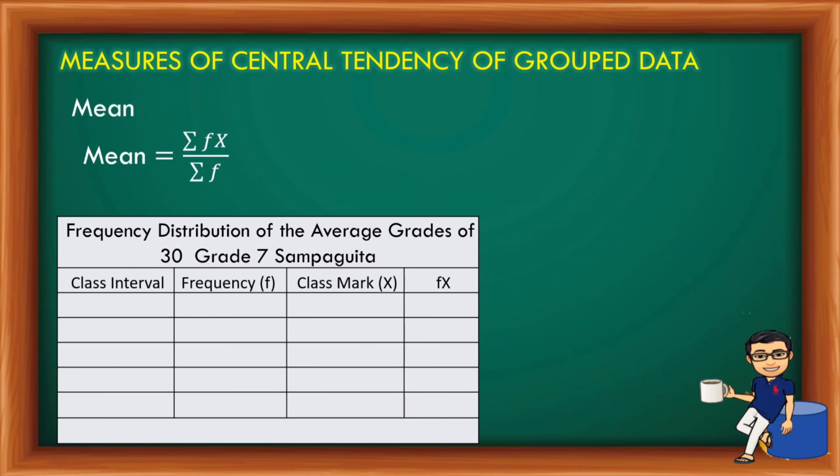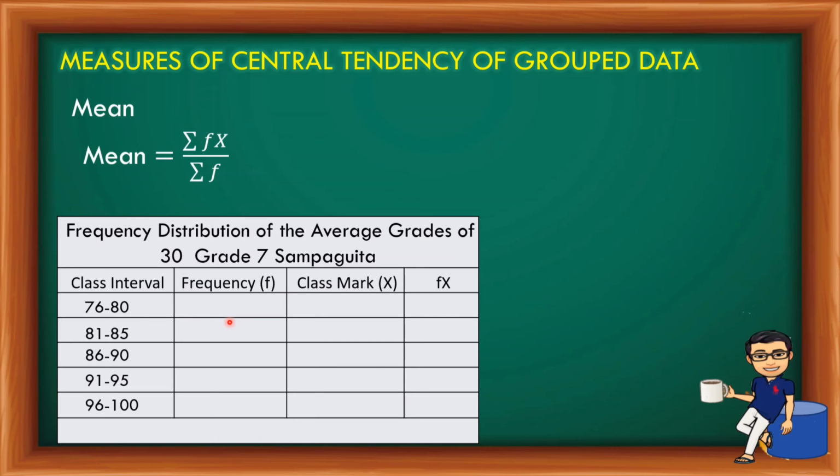So gamitin natin ang formula sa pamamagitan ng example. Consider that we will be using this frequency distribution of the average grades of 30 grade 7 Sampaguita. So, first thing ay kailangan alam natin ang class mark. Average ng estudyante is 76 to 80, then 81 to 85, 86 to 90, 91 to 95, 96 to 100. So, pwede rin namang this is arranged in increasing order. Pwede rin namang decreasing order. So, walang problema with respect to that.